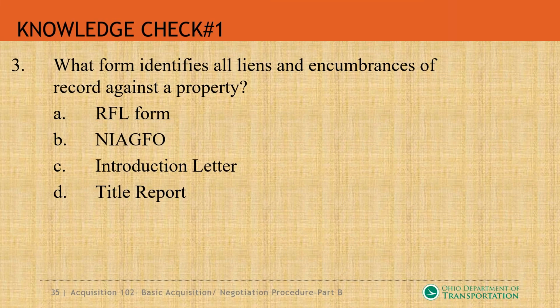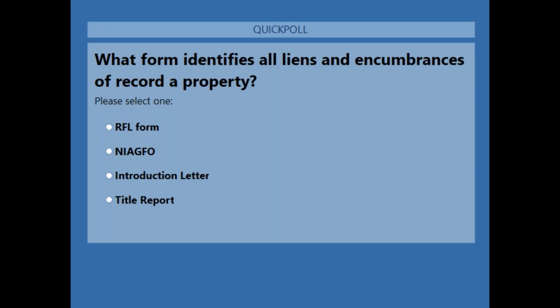What form identifies all liens and encumbrances of record against the property? Sorry about that. I must have mistyped. We've got the RFL form, NIAGFO, introduction letter, and title report.